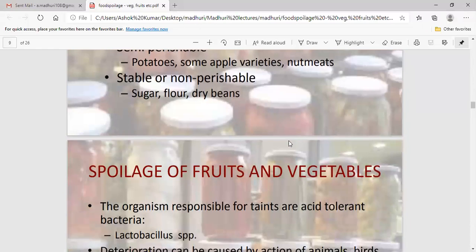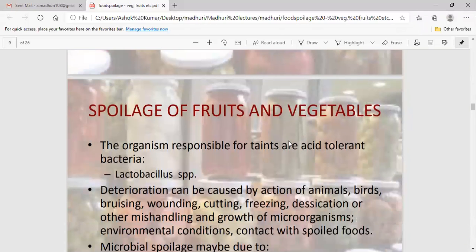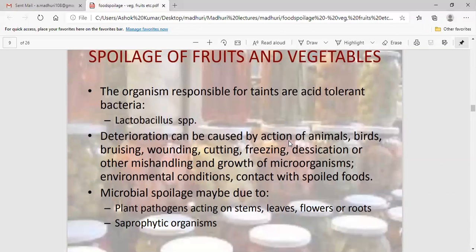Spoilage of fruits and vegetables. The organisms responsible for taints are acid tolerant bacteria. On the fruits and vegetables, we can see some spots. It may be caused by lactobacillus species, and deterioration can be caused by action of animals, birds, bruising, wounding, cutting, freezing, desiccation, or other mishandling, and growth of microorganisms, environmental conditions, contact with the spoiled foods, etc.